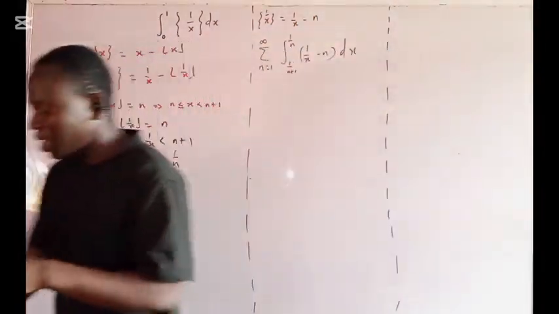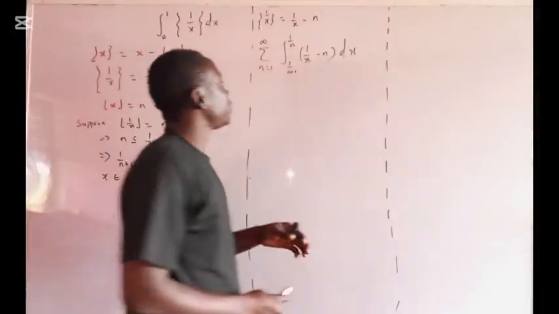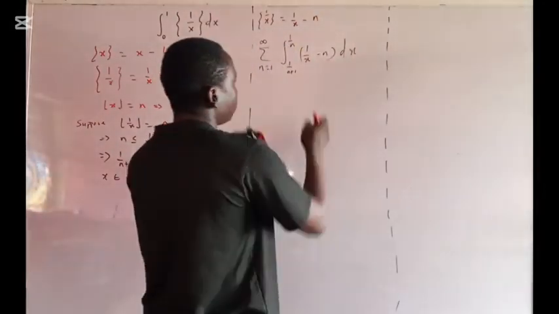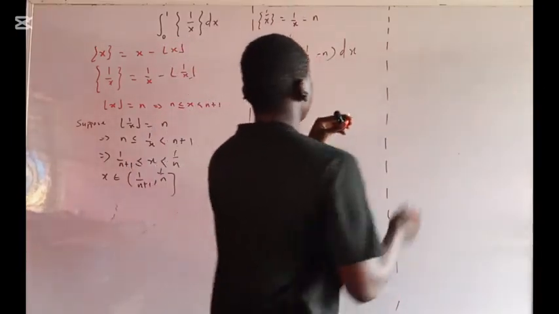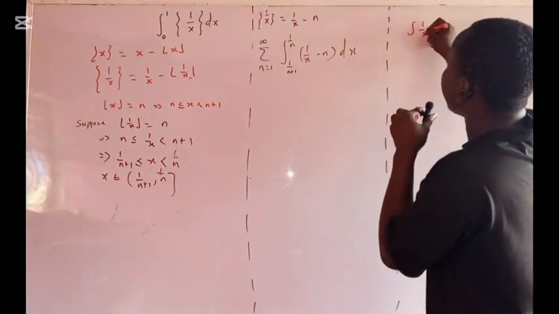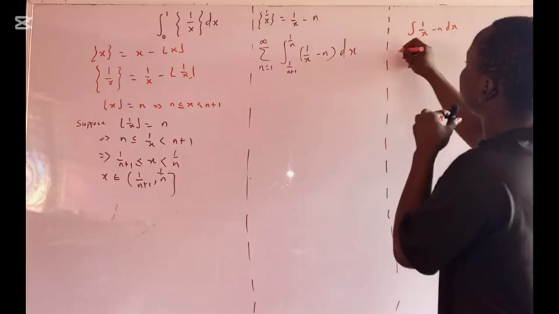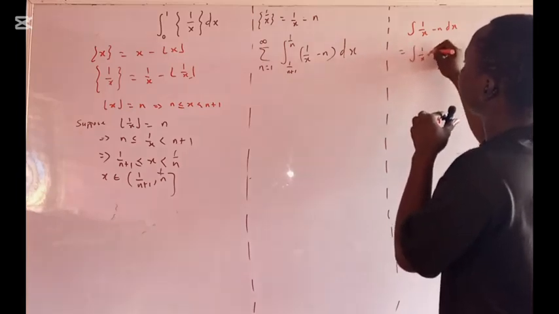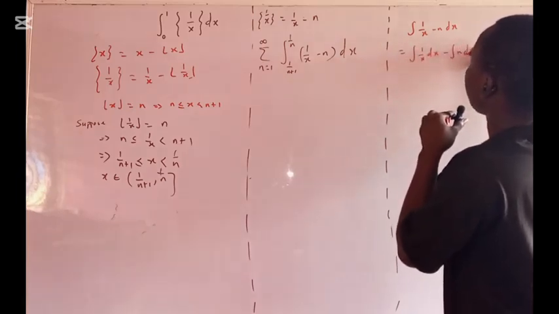That's cool. So now let's move on. So next thing we are going to do is to integrate this function, and that's very easy to integrate. So the function here is, we want to integrate 1 over x minus n dx. So this will be equal to integral of 1 over x dx, then minus integral of n dx.